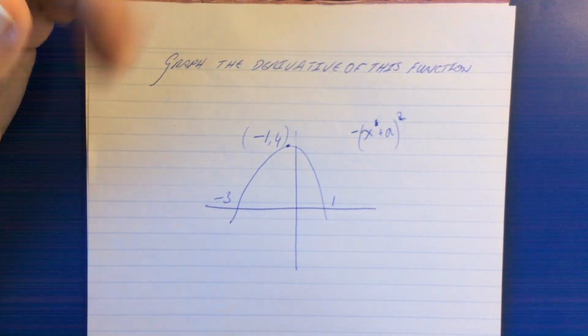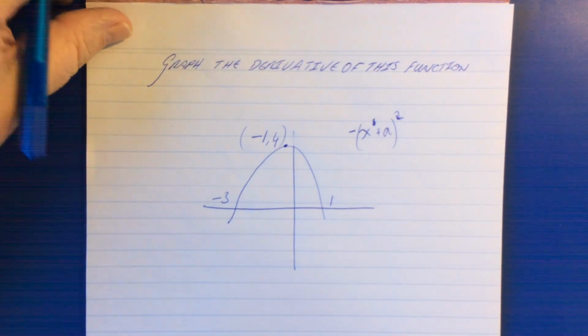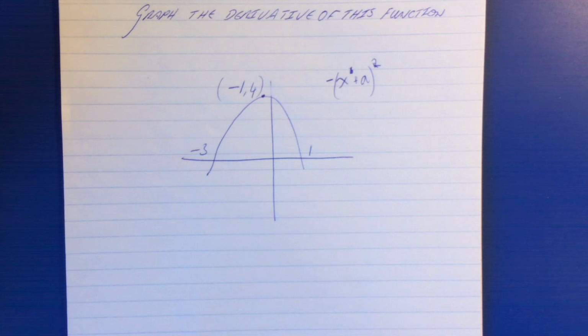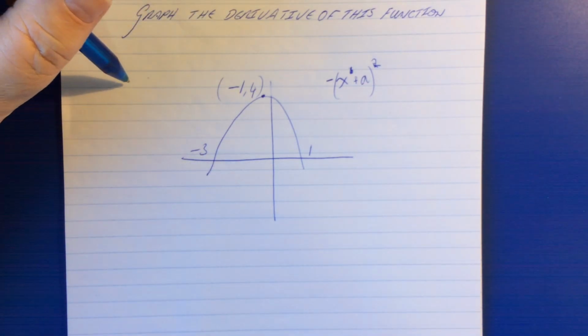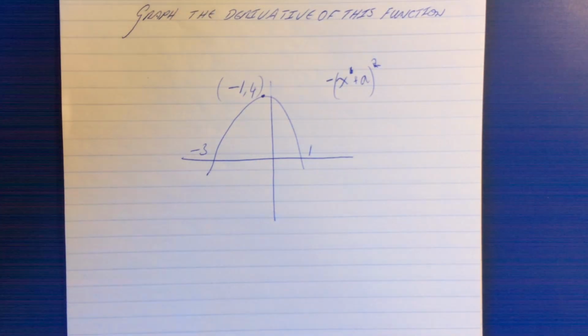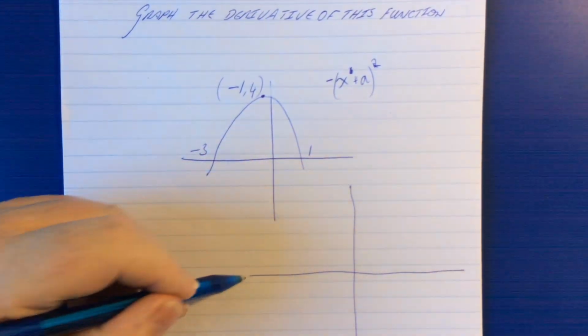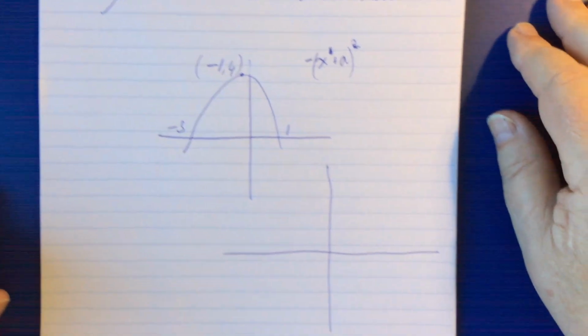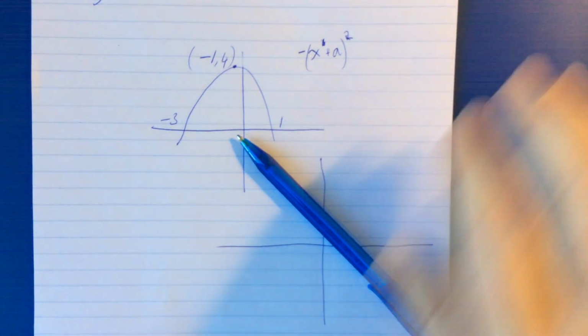Okay, so what is the derivative of this going to look like? Well, let's just assume that this starts off as x squared or negative x squared. So the derivative is going to be something like negative 2x plus or minus something. Okay, so what does such a graph look like? Well, it's linear and it's got a negative gradient.